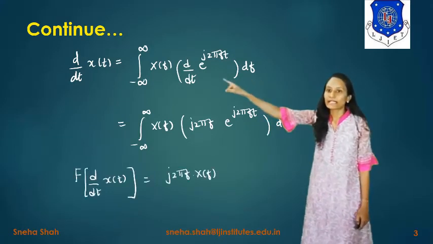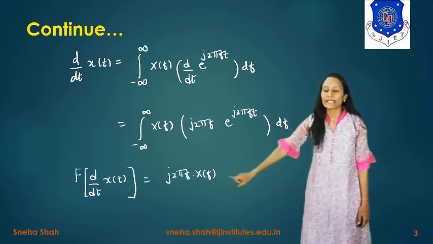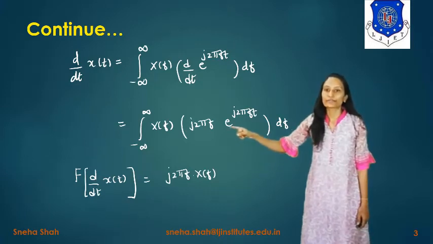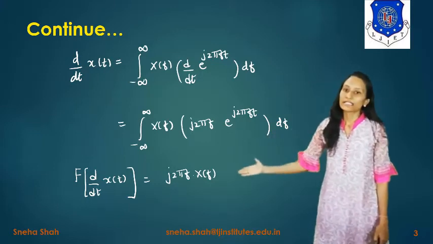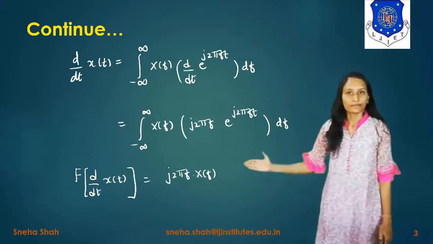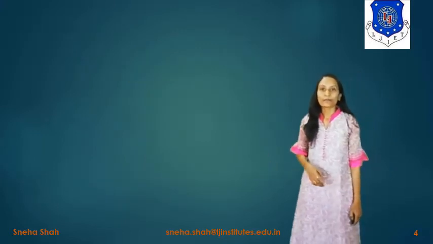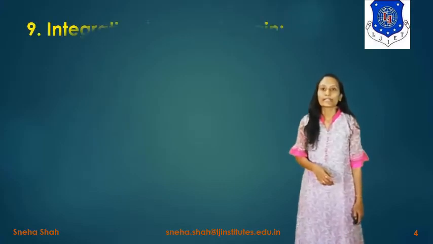So when we take the Fourier transform of d by dt x of t, it will give you the term X of f into j 2 pi f. So this way we can prove the differentiation property. Now the next property is integration in the time domain.